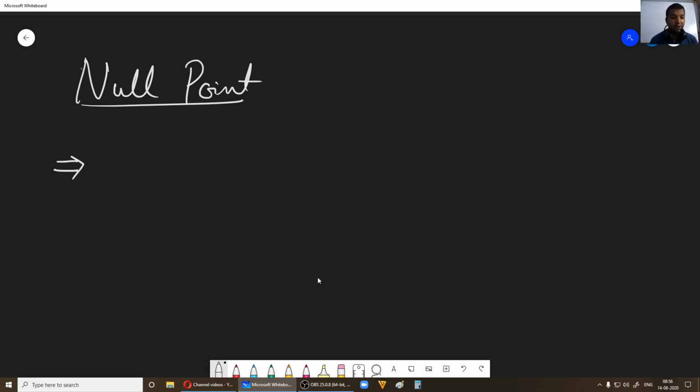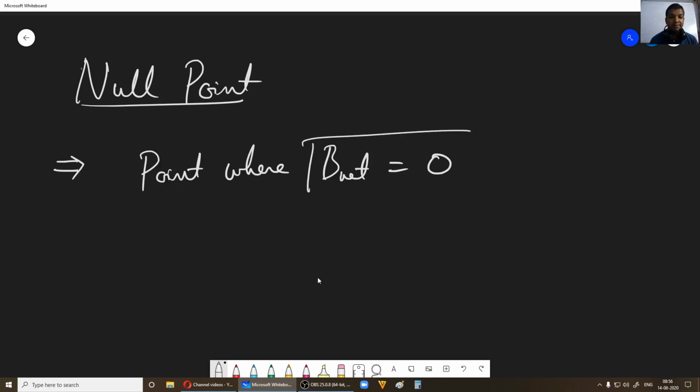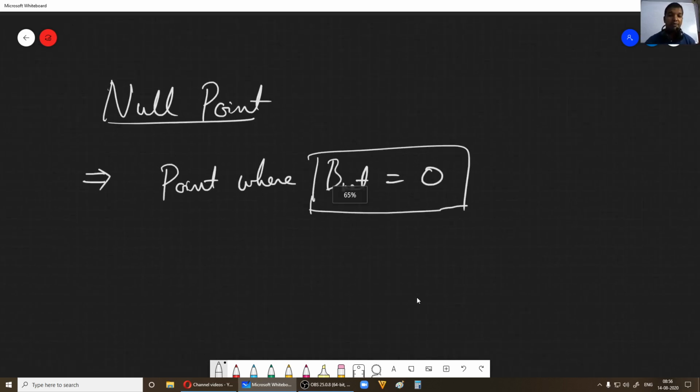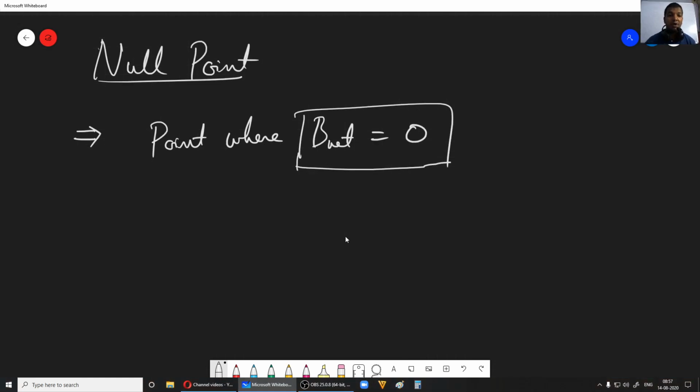Alright, now what is this null point? Basically, it is the point where the net magnetic field will be 0. Now if you take a bar magnet, or you can take a current carrying loop, the magnetic field generated by that current carrying loop, otherwise the magnetic field due to a bar magnet, may cancel out with the horizontal component of the Earth's magnetic field at some point. Now that point we'll call it as the null point.